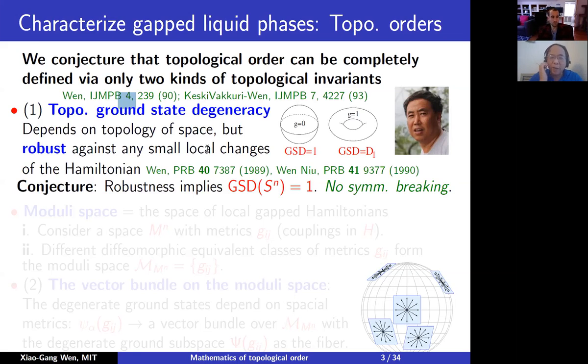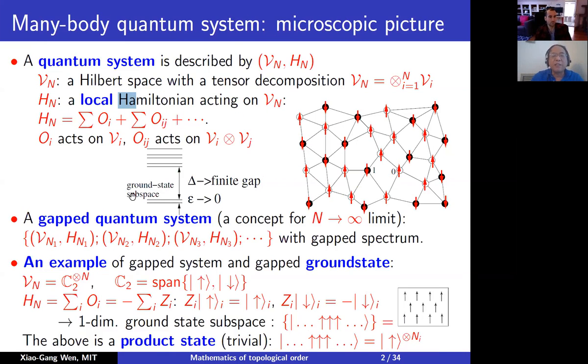One type of topological invariant is the so-called ground state degeneracy. That is the number of states below the energy gap, where the energy level splitting, or eigenvalue splitting, is very small. It's epsilon going to zero when n goes to infinity. So this is a nearly degenerate ground state.